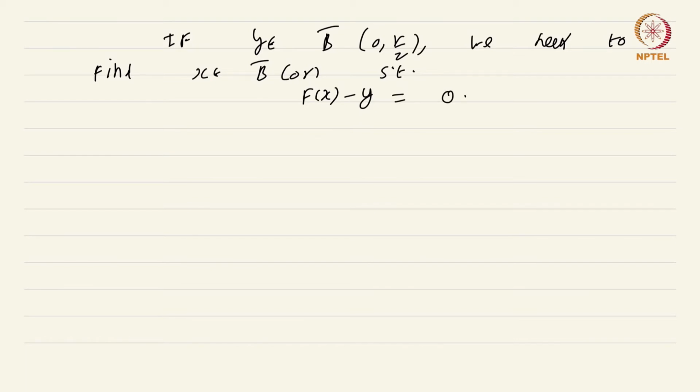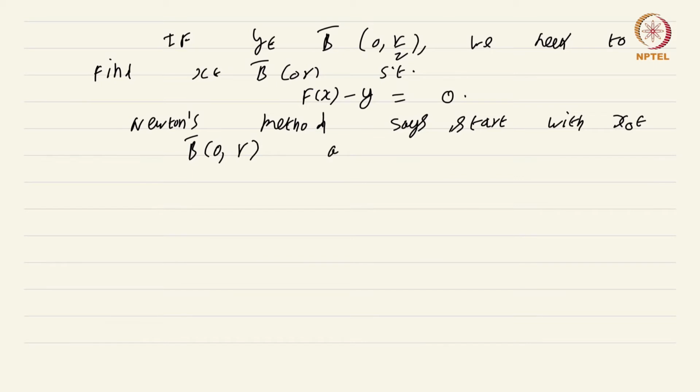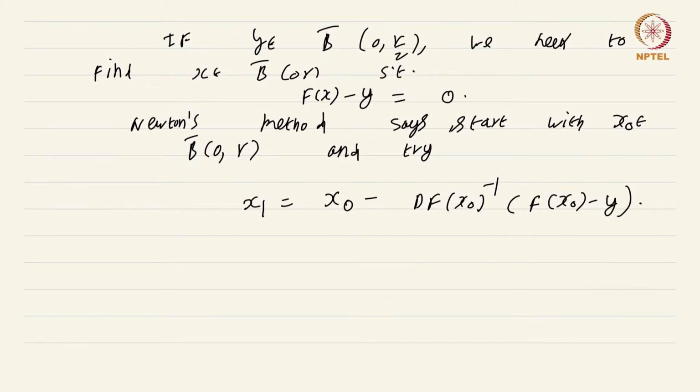Okay. Now Newton's method says start with some x naught in B closure 0 R and try x1 is equal to x naught minus df x naught inverse acting on f of x naught minus y. So here we are fixing y. And we want to find a solution of f of x minus y equal to 0. We want to solve this equation. Newton's method says just start with a guess and look at the better guess x1 equal to x naught minus df x naught inverse f of x naught minus y.